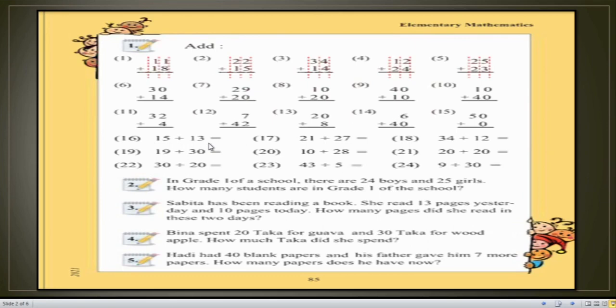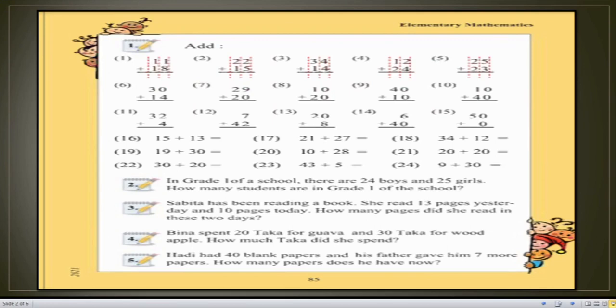So the answer of this question will be 28. And then if we see question number 17, we can see that 21 plus 27. So in this case we will try to solve this question from our right hand side. So in right hand side we can see a 1, and there has a 7. So 1 plus 7 is equal 8, and that is why in our right hand side there will be a 8, and 2 plus 2 is equal 4, and that is why there will be a 4. So the answer of this question will be 48.